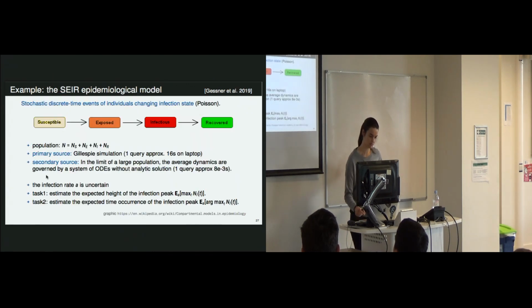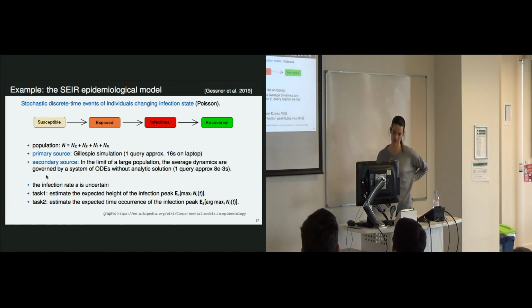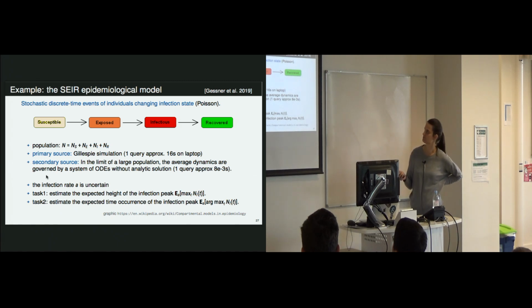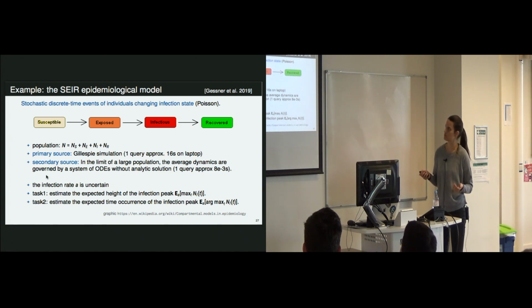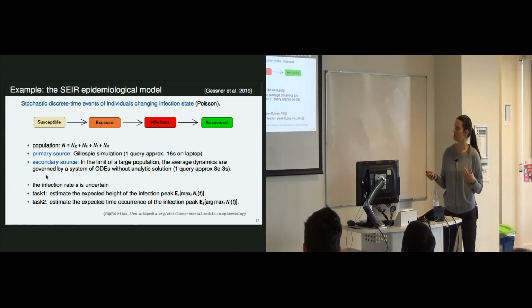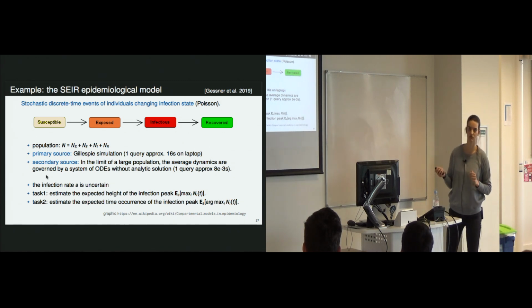Okay, last example is a real-world example. So this is the SEIR epidemiological model. And the SEIR model is a model that simulates the spread of an infectious disease. So you have a population of size n, and certain individuals are already infected. And you have stochastic discrete time events of individuals that can change these from being not ill to being exposed, which means you carry the disease but you don't show symptoms yet. And then after a while you will show symptoms, so you will be infected and then you will be recovered. And each transition is modeled by a Poisson process, so you have exponentials with some rate of decay.